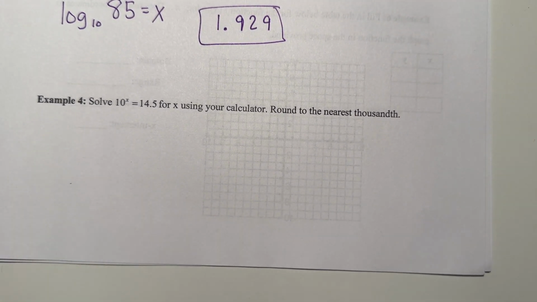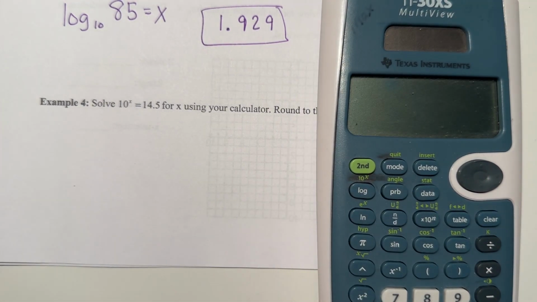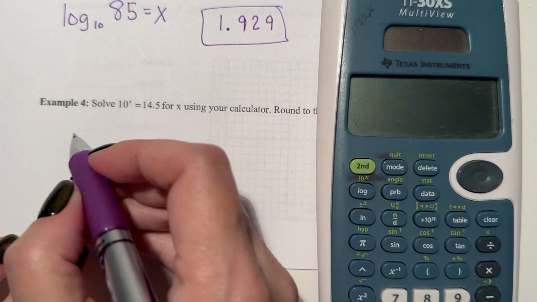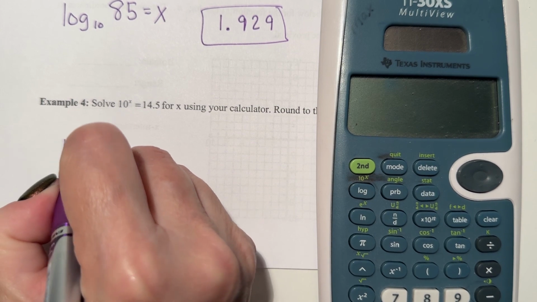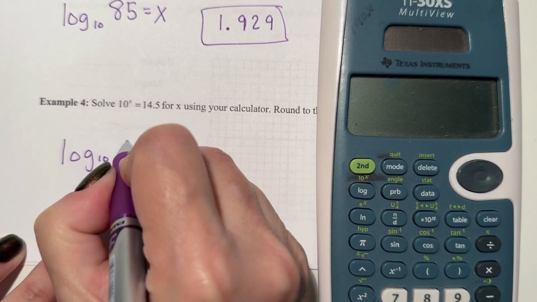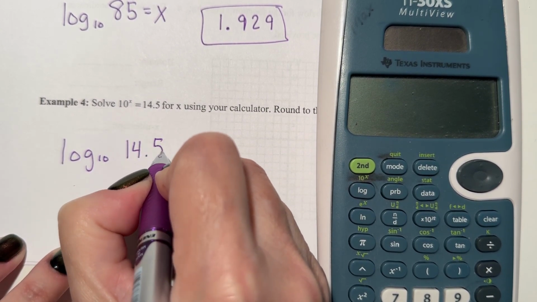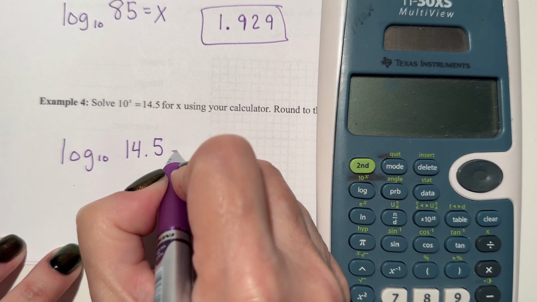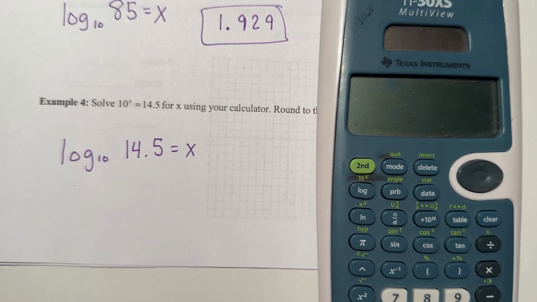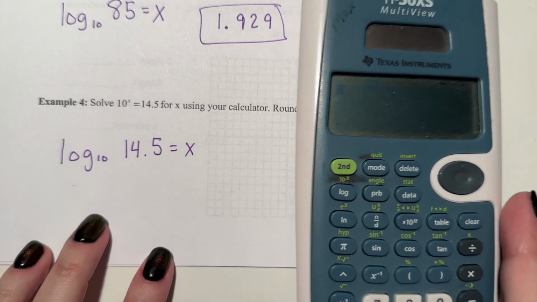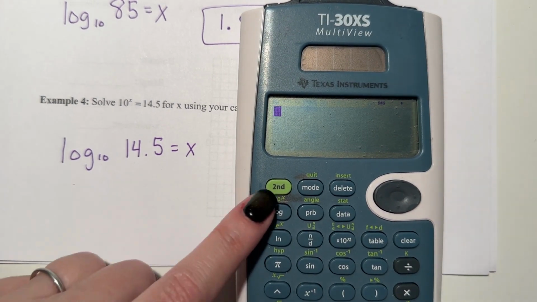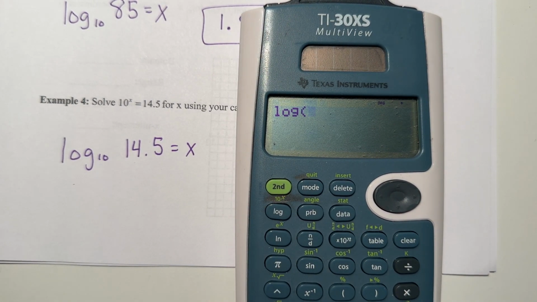I'll try it with the other type of calculator this time. First thing I'm going to do is rewrite this as a log. So this is going to be log base 10 of 14.5 equals x. Okay, so again, this calculator, just like the other one, is preset with the log button to do log base 10. You don't have to put anything in, it just does it. Close your parentheses. And again, we're going to do 3 decimal places.